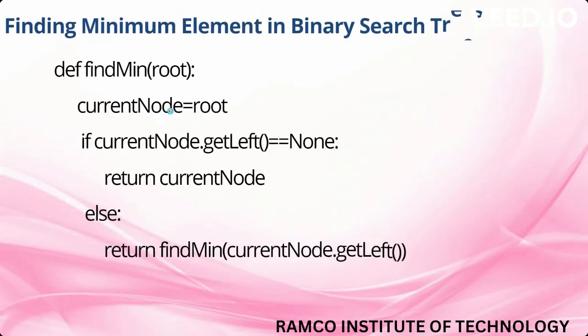This is the code for finding the minimum element in the binary search tree. Here we define a function called find_min, passing the parameter root, then assign the root value to the current node. Then set the condition: if current node.get_left equals None, that means the current node's left child is None, so return the current node. Otherwise, we call the find_min function, passing the parameter current node's left child.